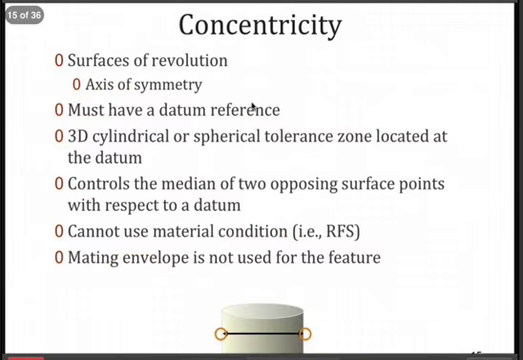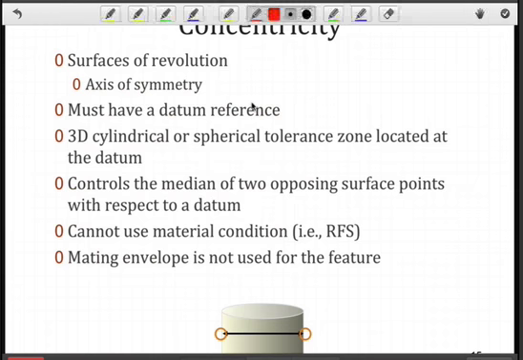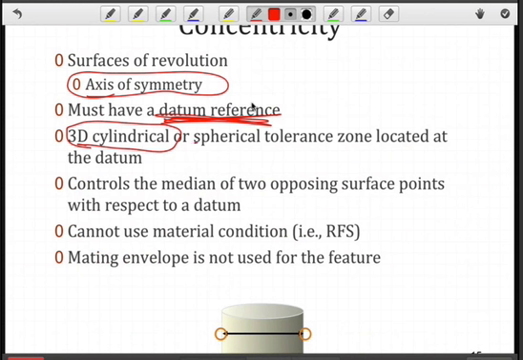First of all, concentricity, we're looking at a surface of revolution, and by that we mean there's an axis of symmetry about which we generate a surface. If you're going to use concentricity, you have to have a datum reference, and therefore we need to identify the datum reference and then determine where the tolerance zone is with respect to that. We have a cylinder shape or a spherical tolerance zone, and of course it will be located at the datum. So it does have a position.